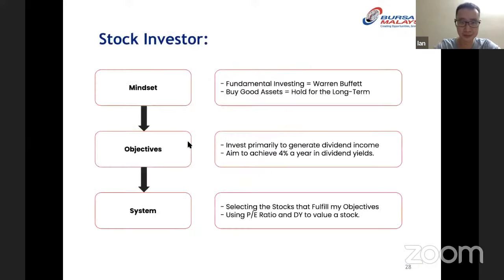Okay, so let me just illustrate. Let's say, for example, today, if you ask me how to be a good stock investor. Based on these three ingredients, we have mindset, objectives, and system. For myself as a stock investor, when it comes to mindset, let's say our mindset is to be a good stock investor. And in order to be a good stock investor, we tend to learn investment methods from the great, from who we believe is a great investor. Of course, this will include people like Warren Buffett. So our mindset will be like, okay, we are going to do fundamental investing.